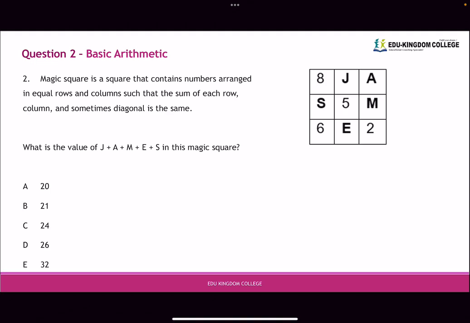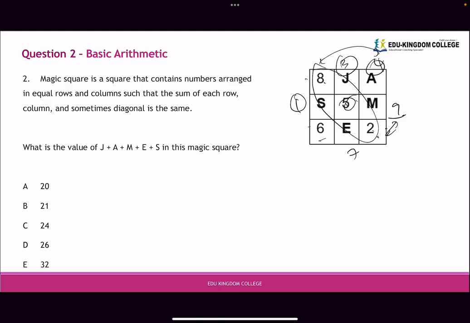Magic square. Every row and column should be the same as every diagonal. The only diagonal they have completely filled out for us is here. So it's 8 plus 2 plus 5, which is 15. 6 plus 2 is 8, so this should be 7. 8 plus 6 is 14, so this should be 1. 1 plus 5 is 6, so this should be 9. 2 plus 9 is 11, so this should be 4. 8 plus 4 is 12, so this should be 3.